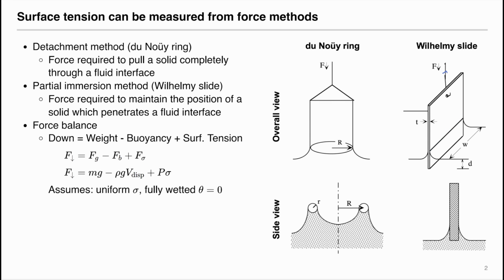Mathematically, we have the force downwards is equal to gravitational force mg, minus the buoyancy force, which is the density of the fluid, gravitational constant, times the displaced volume of the liquid, plus the surface tension force. If we assume that the surface tension sigma is uniform throughout the liquid, and the liquid fully wets out the solid, then the surface tension force is equal to the perimeter multiplied by the surface tension.